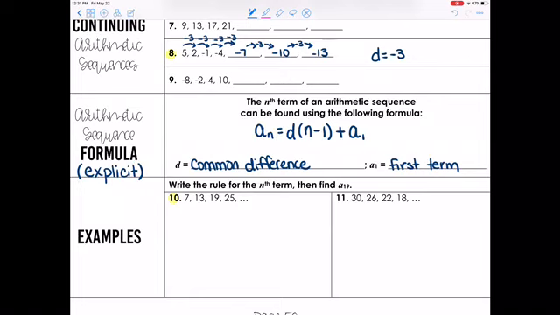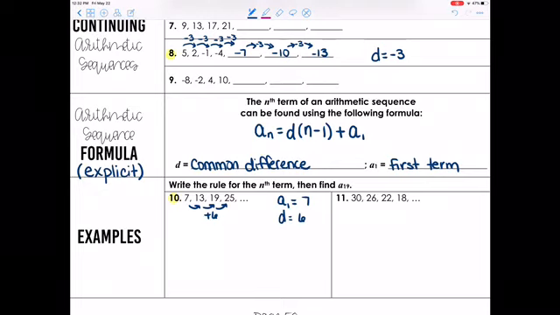So when you're writing an equation, you're going to need to figure out two pieces of information. You need to know what the first term is, and you need to know what the common difference is. Those are the two pieces you're going to have to identify for your sequence. So for sequence number 10, the first term is 7. Then if I look at how this pattern is changing, every time we are increasing by 6. So my common difference is 6.